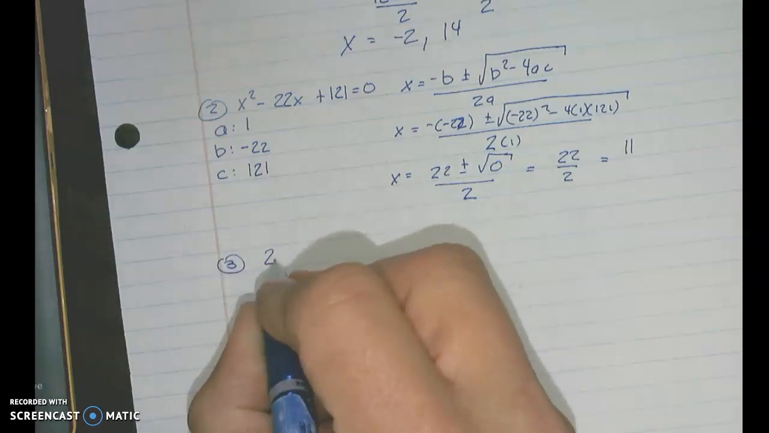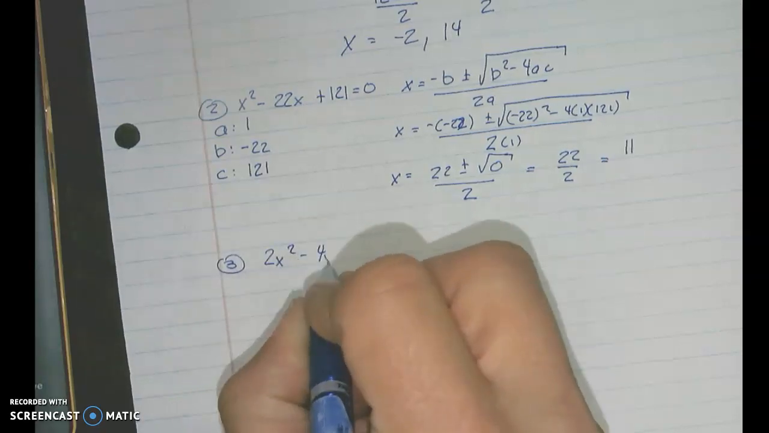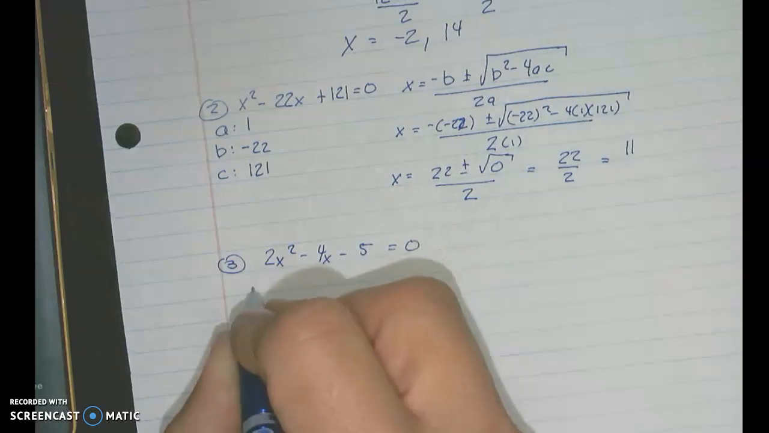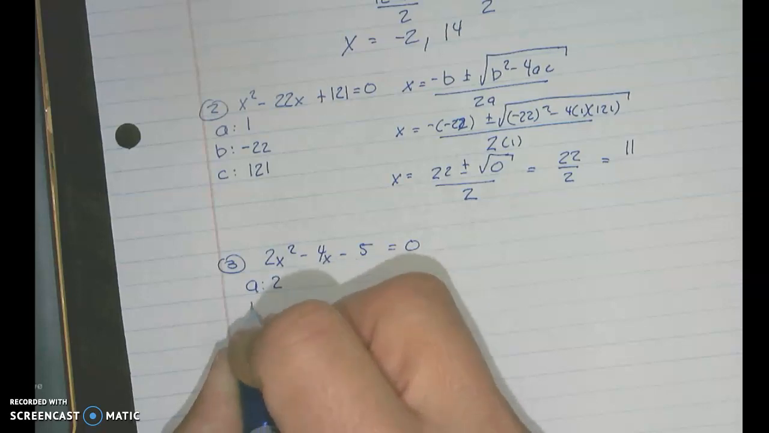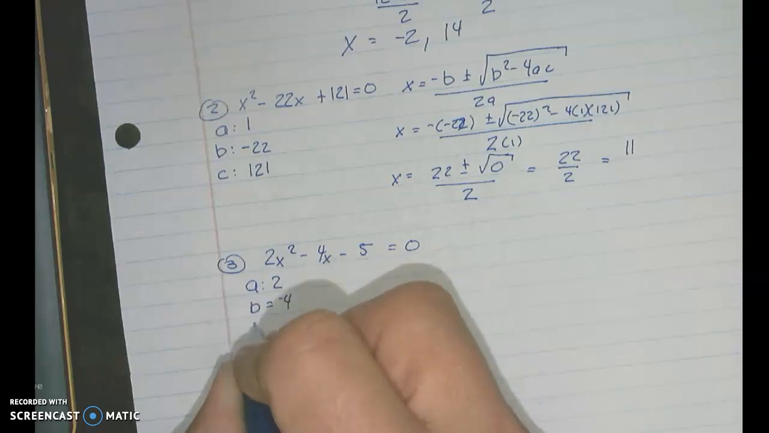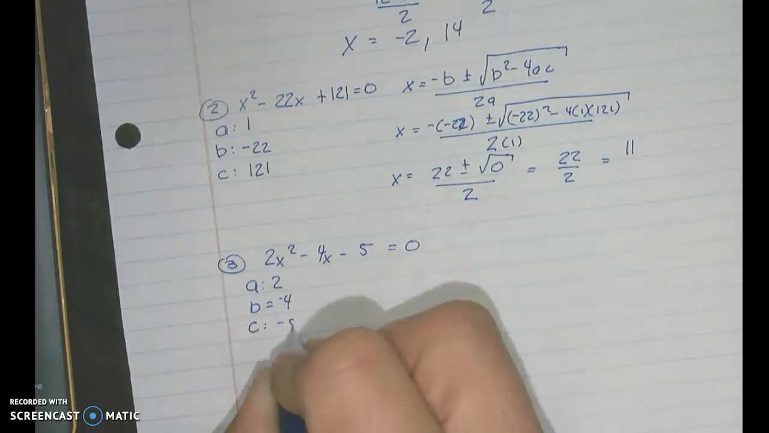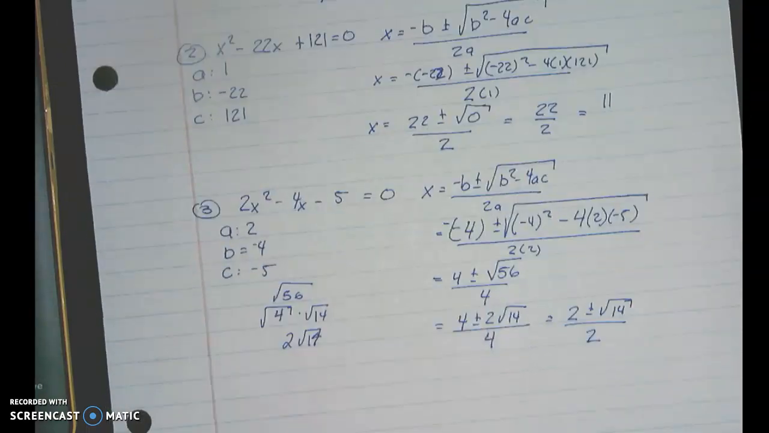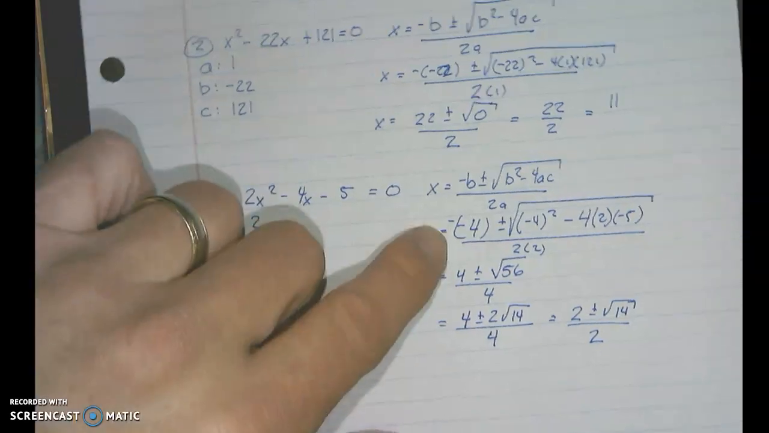So we've got 2x squared minus 4x minus 5 is equal to 0. So A this time is 2, B is negative 4, and C is negative 5. Okay? See if you can come up with your solution. Then that's what I got. So I'll just skip down because hopefully you can substitute in.